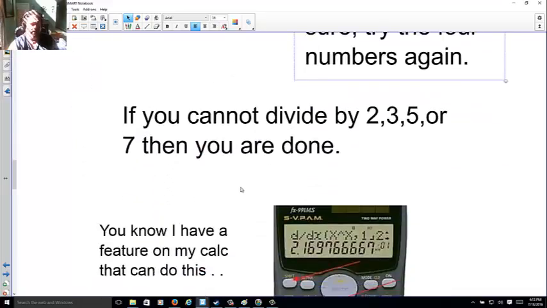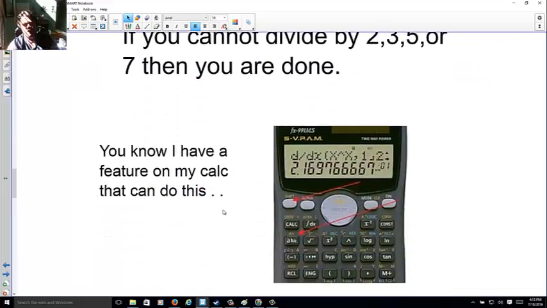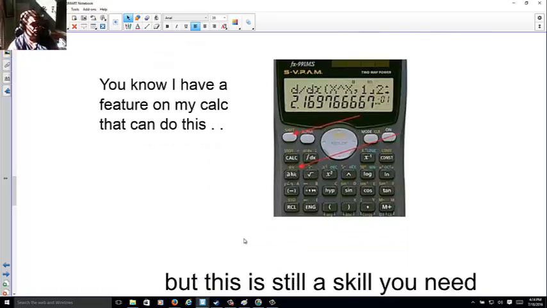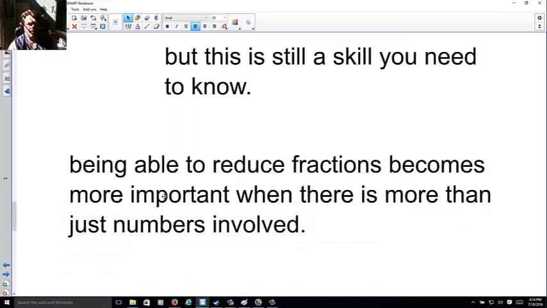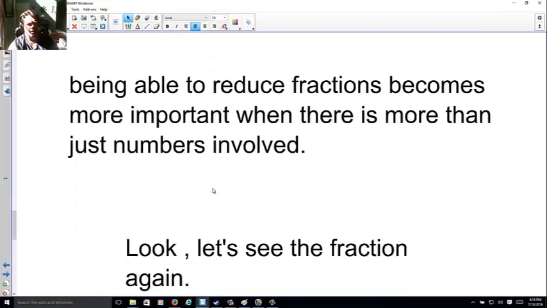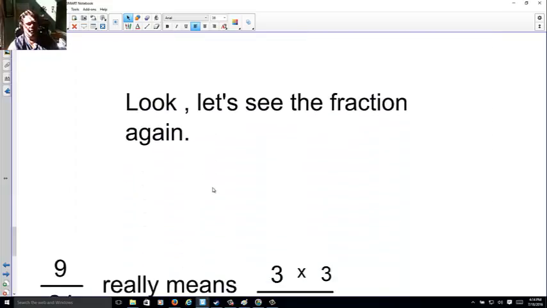so you're fine. Now, I know I have a feature on my calculator too, usually the ABC button, or you might have a different button, that you could just punch in 9 ABC 24, hit equals, and boom, 3/8 is going to pop out. That's true, and I'm not taking that away from you. But this is a skill you need to know. Being able to reduce fractions becomes more important when there's more than just numbers involved. Now take a look again.